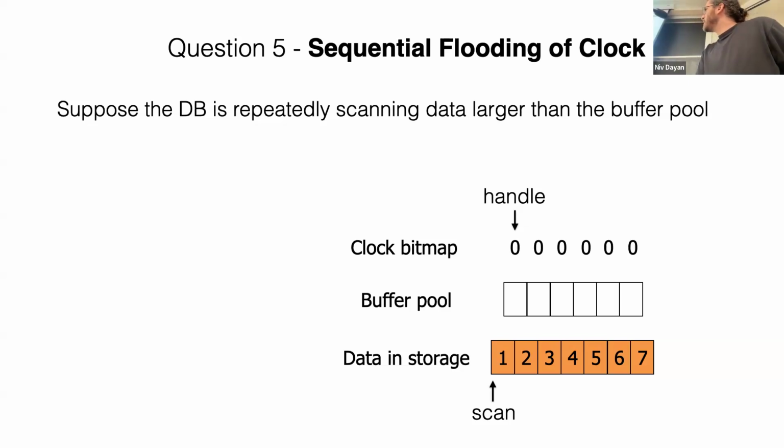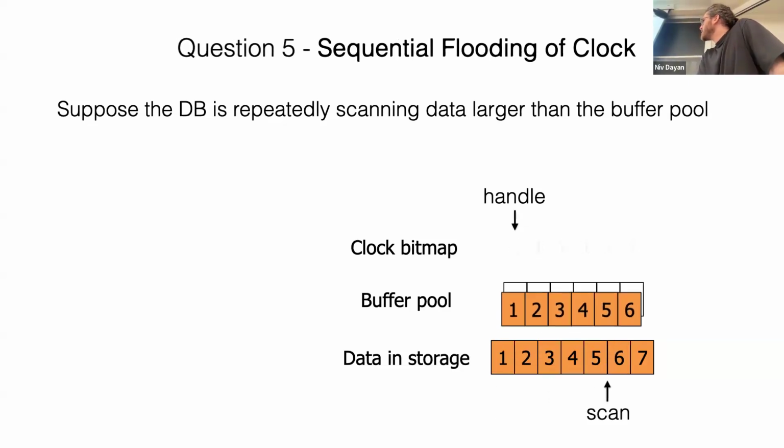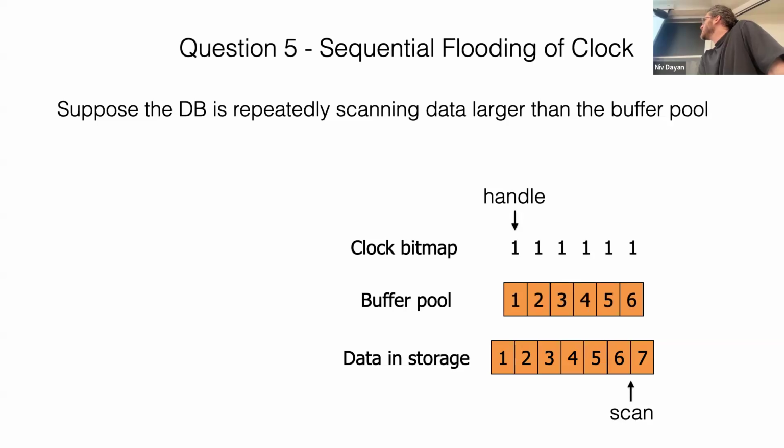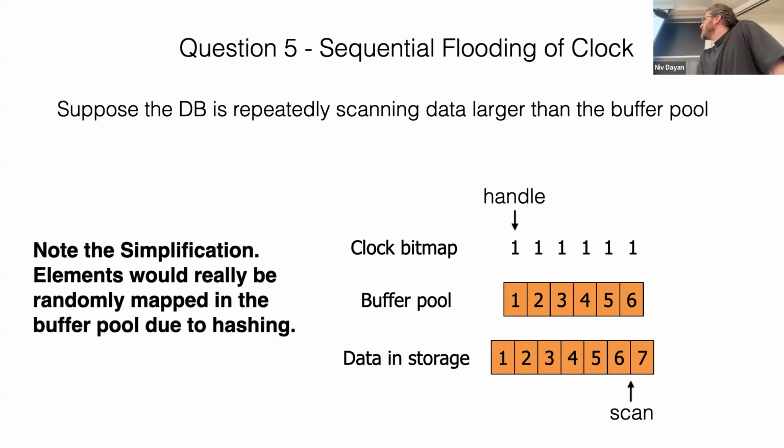Suppose we're scanning the following table. So I scanned 1 to 6. This all goes into my buffer pool. Note that I'm simplifying things. This is a hash table, so these pages would actually be jumbled up in a random order in the hash table, right? They wouldn't be stored sequentially.